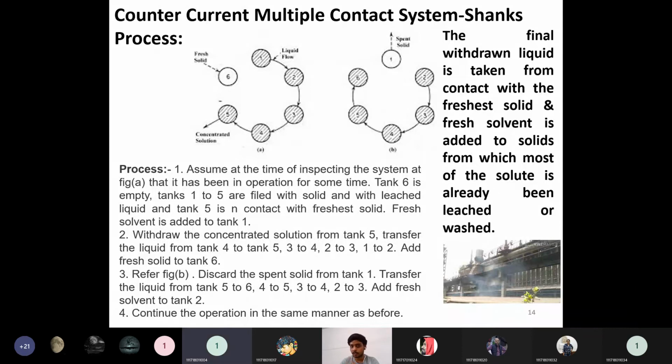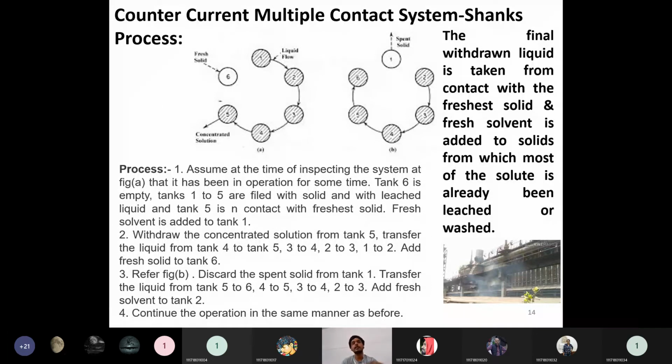The concentrated solution is nothing but the solvent which is very old compared to the solvent remaining in other tanks. But how is it leaving? It leaves when it comes in contact with the fresh batch of solids. Then only it is leaving.